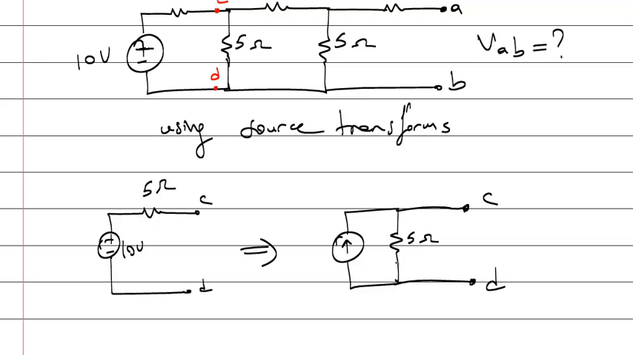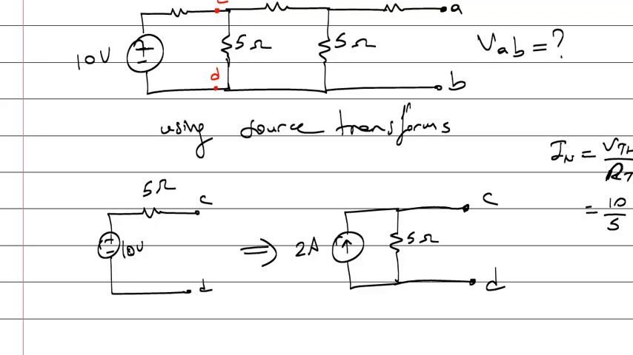And from voltage source to current source, remember I Norton was V thevenin divided by R thevenin. So I will divide the voltage source with the resistance. 10 divided by 5 is 2. So I will say 2 amps.